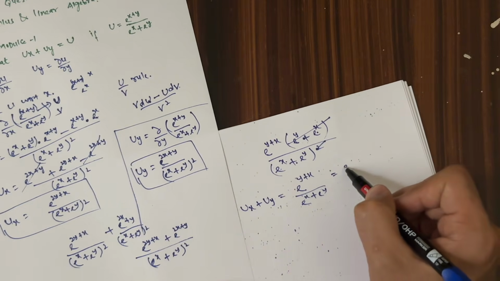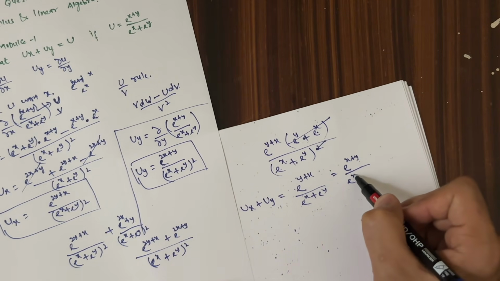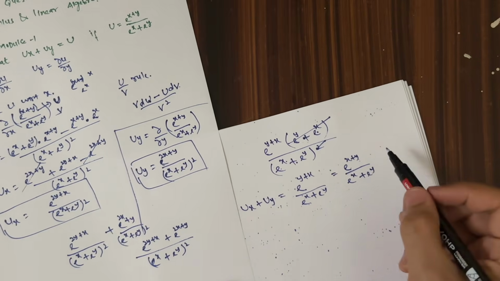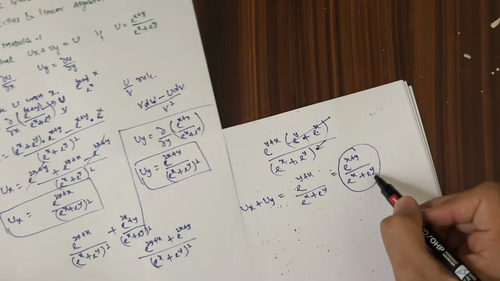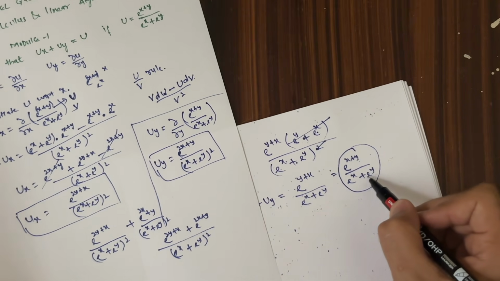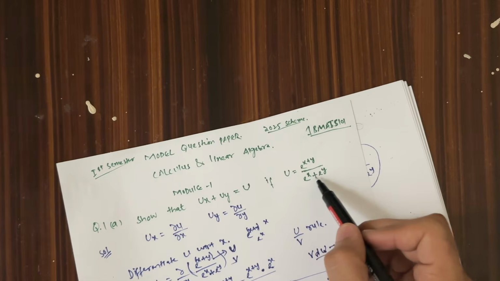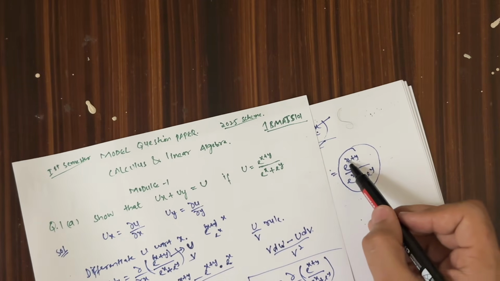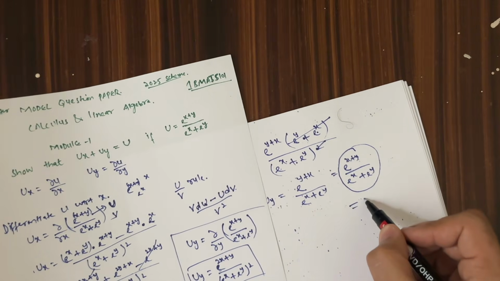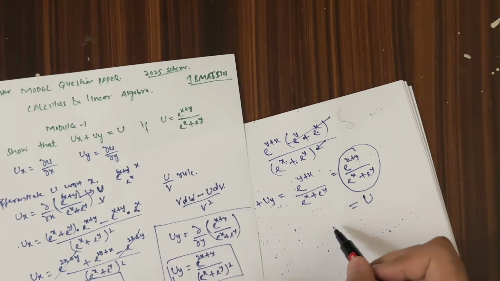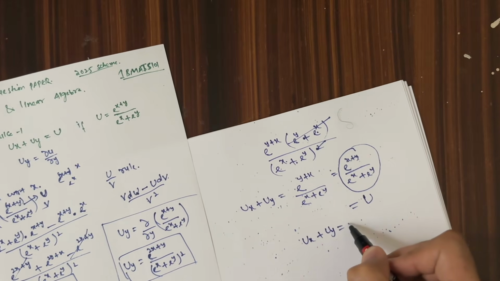I can also write it as e power x plus y divided by e power x plus e power y. So see, u is equal to e power x plus y divided by e power x plus e power y. We are getting here e power x plus y over e power x plus e power y, that is nothing but the u value. So here you have proved that ux plus uy is equal to u.